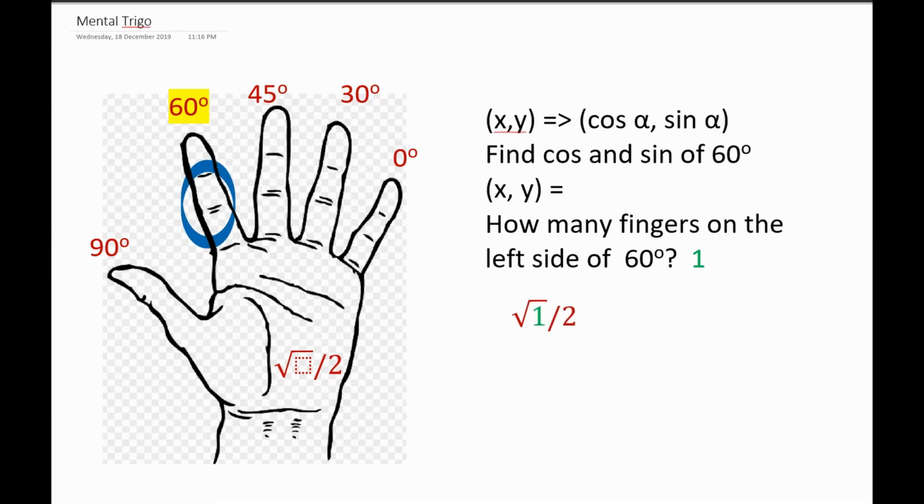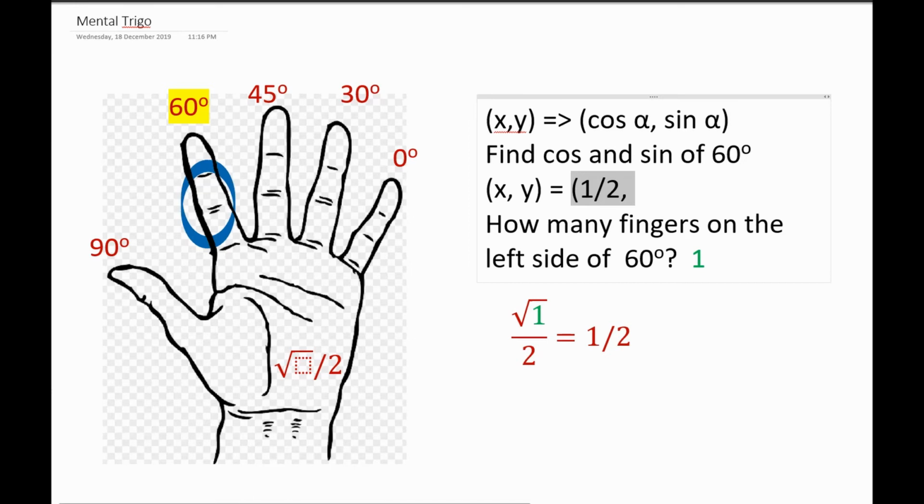Therefore, using the formula here, the square root of box over 2, we will substitute the box or the number with 1. What's the square root of 1? It's also 1, thus giving us 1 over 2. So we now know that our x component, or the cosine of our angle, is 1 over 2.